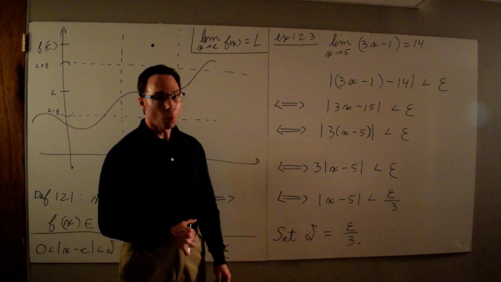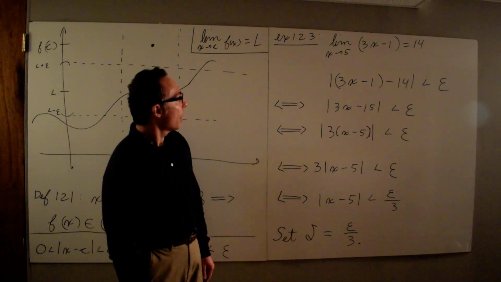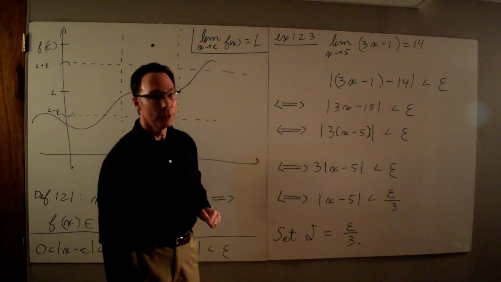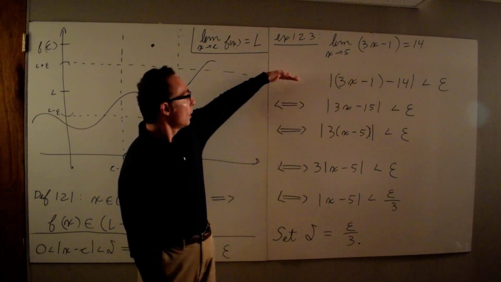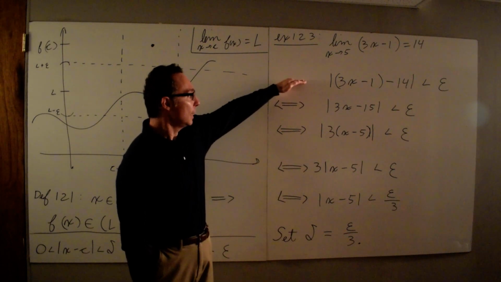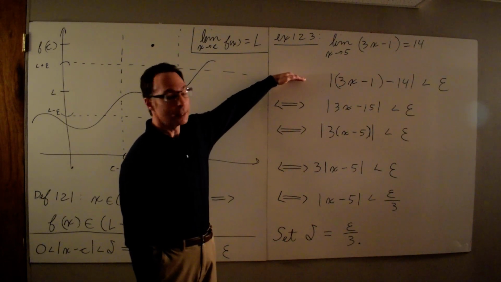What example 123 asks us is, how close to 5 does x have to be in order for 3x minus 1 to be close to 14? And what do we mean by close? We mean that the distance between 3x minus 1 and 14 is less than epsilon. Remember, absolute value is how we measure distance in the real line.